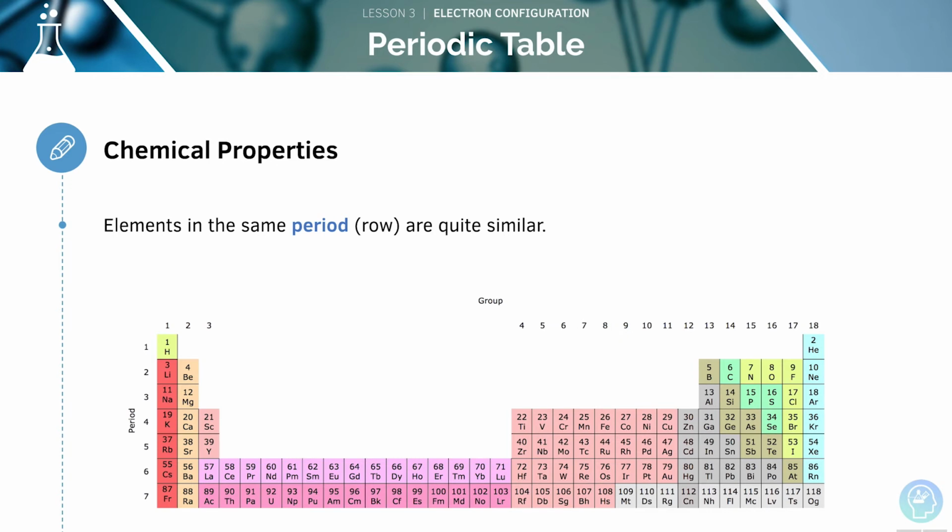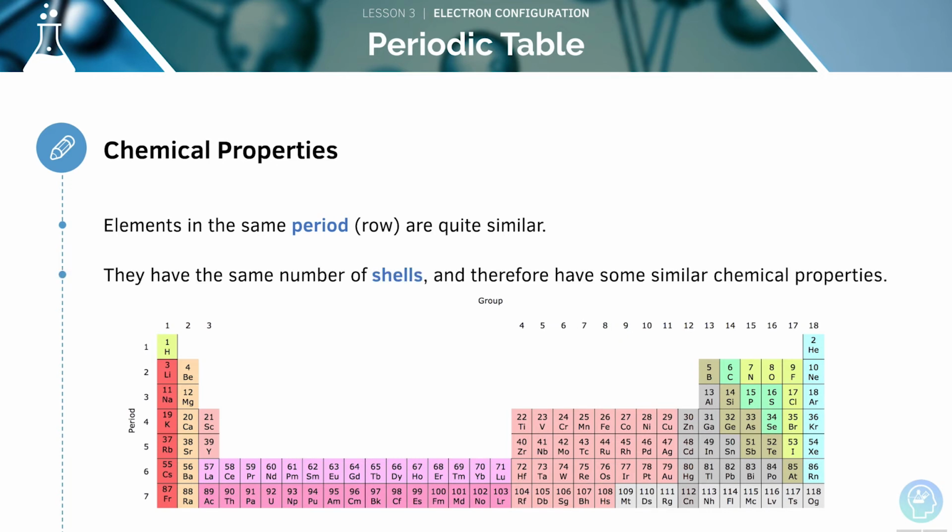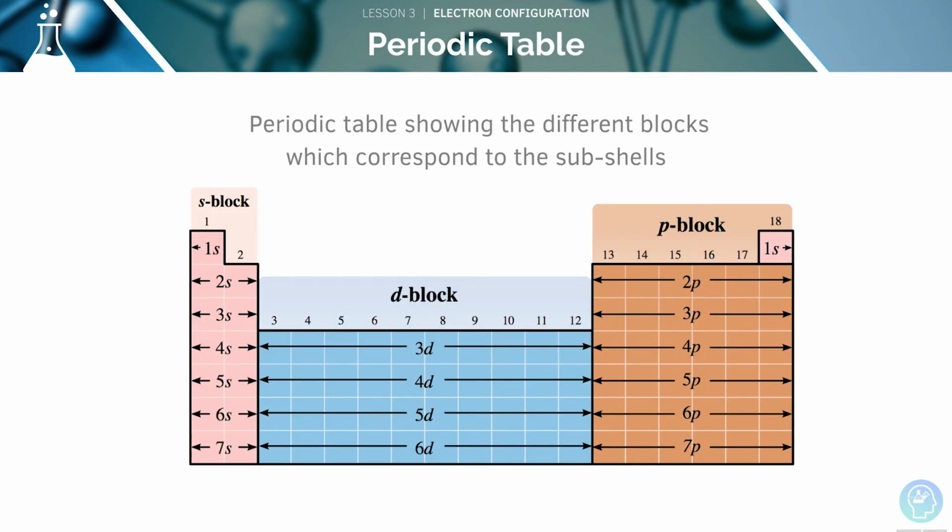This is shown across the top of the periodic table. Elements in the same period will also be quite similar. These will have the same number of shells, and therefore, again, will have similar chemical properties. These are shown down the left-hand side of the periodic table. This figure allows you to identify which element is found in which block of the periodic table.